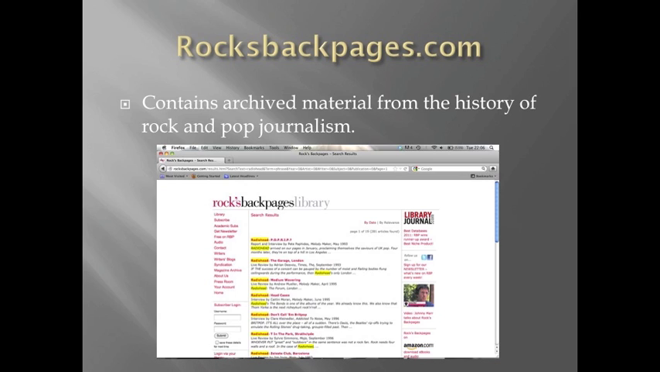So if we move now on to the next website, if we look at rocksbackpages.com, I ran a search on Radiohead, and I think there were like 250 results, so that's quite a lot of material to go through. So you would obviously need to narrow that down to what was most appropriate. You wouldn't be able to read it all in time. So that website contains archive material from the history of rock and pop journalism. It also has some videos and some audio interviews and things like that. But it's a really great website for studying popular music, and certainly looking at popular music and journalistic criticism and those types of things. So it's a great resource. So I would strongly advise having a look at that.